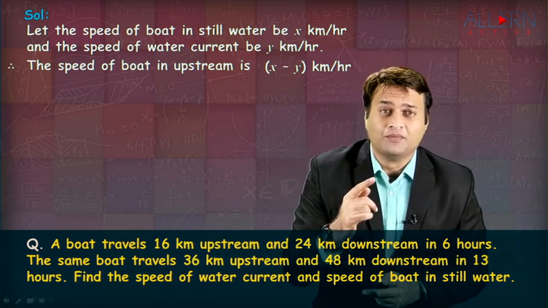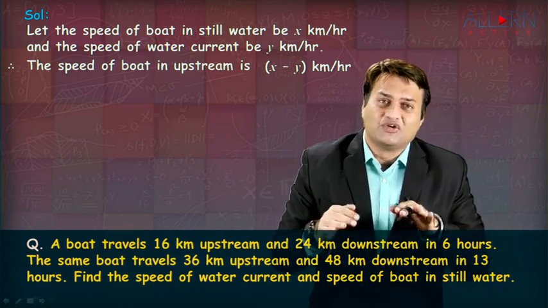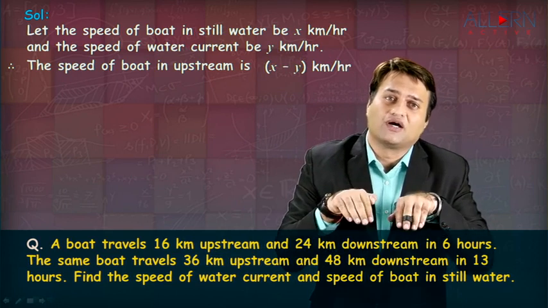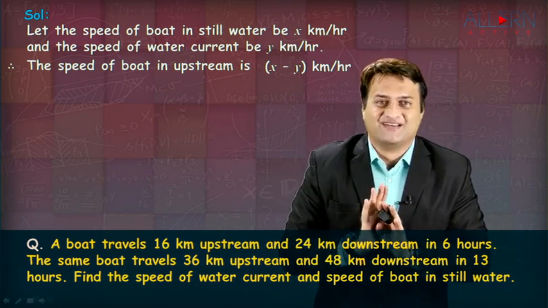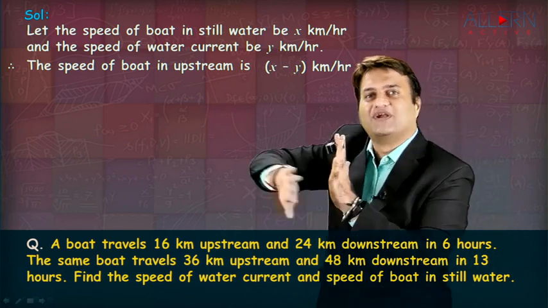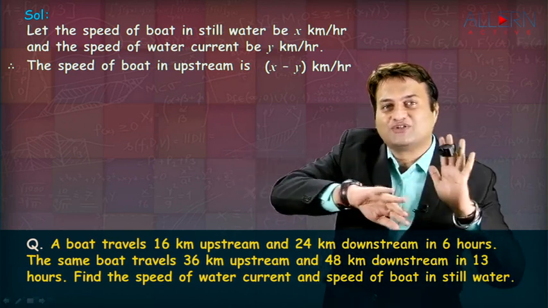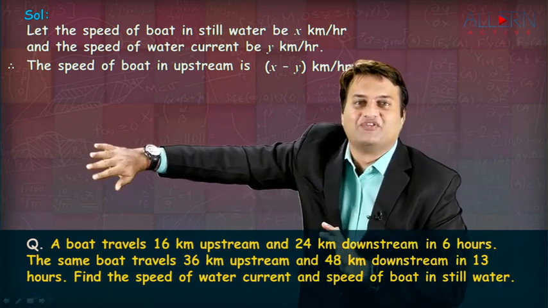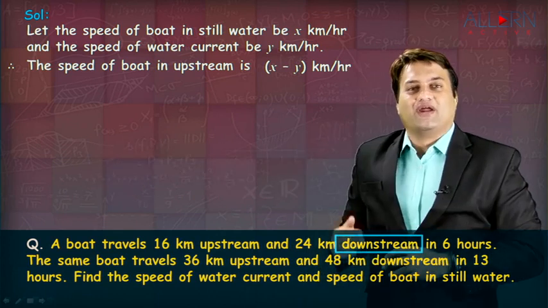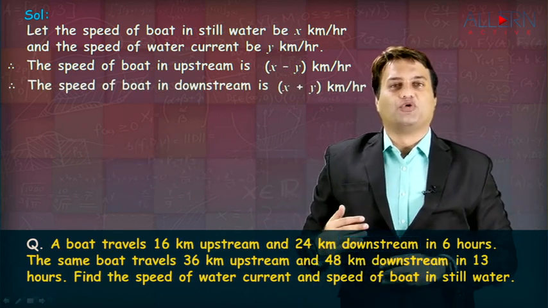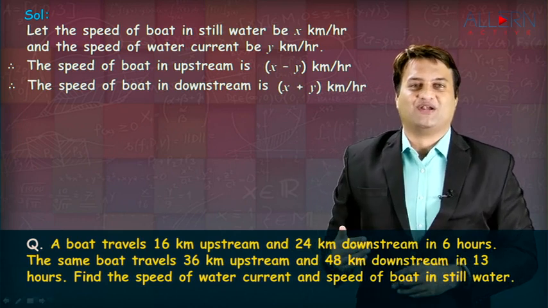And downstream is exactly opposite. Downstream meaning the boat and the water current both are moving in the same direction. That is, you are moving ahead and somebody is pushing you from behind. Now because of this push, your speed will definitely increase, right? So in downstream, the speed of the boat is always equal to x plus y kilometers per hour.